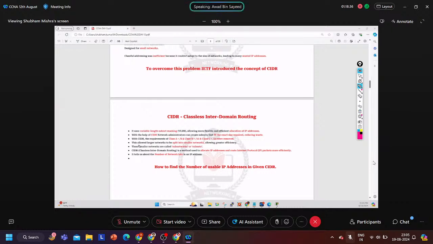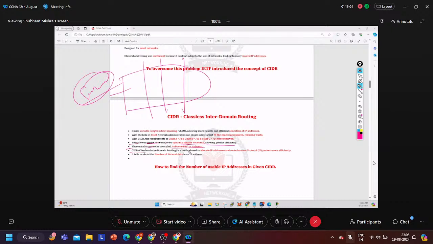This allowed a larger network to be split into smaller networks, allowing greater efficiency. I already told you this. These smaller networks are called subnetworks or subnets. When you perform subnetting, it means you are dividing a big network into smaller ones, and each part is known as a subnet.